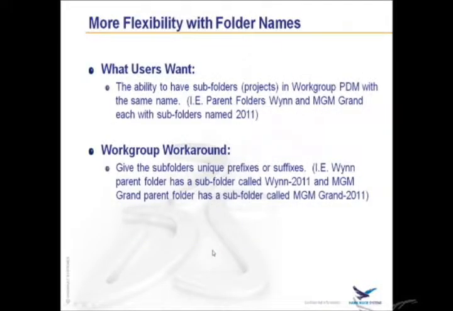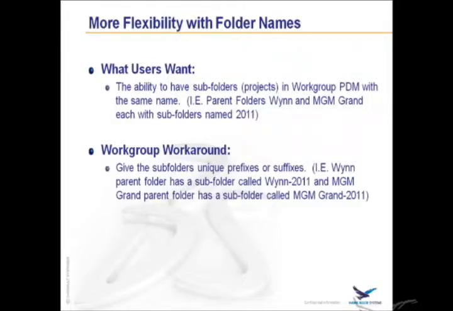Okay, so let's look at our next one here. The next one is more flexibility with folder names. This is a small one. It's a pretty simple one. In Workgroup, you cannot have two folders with the same name, even if they have different parent folders. This is really just a limitation in the architecture of Workgroup.